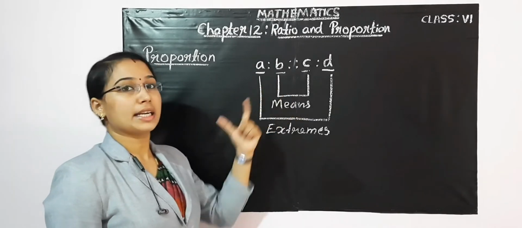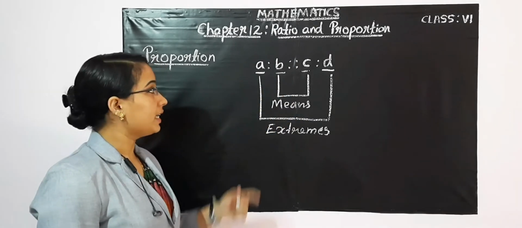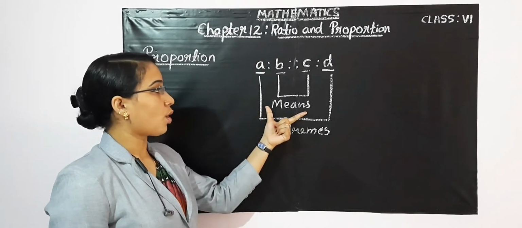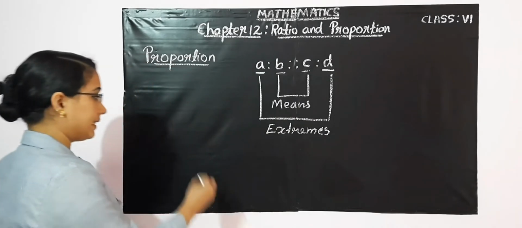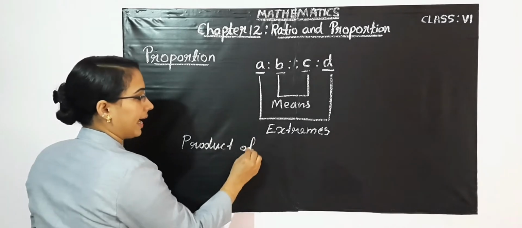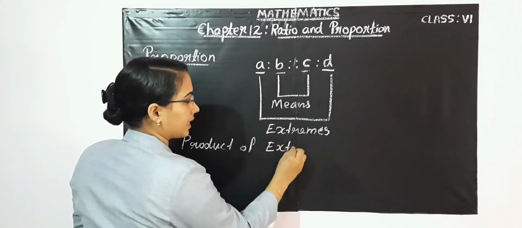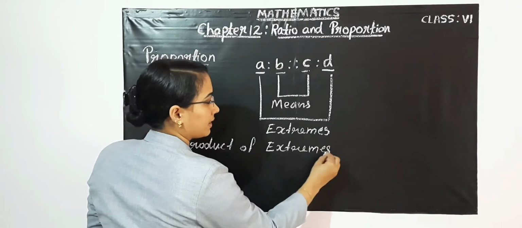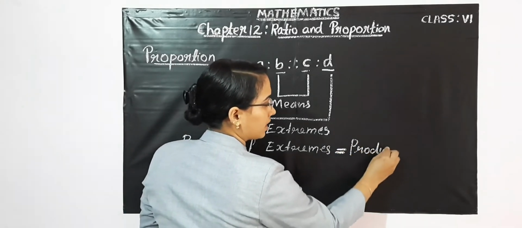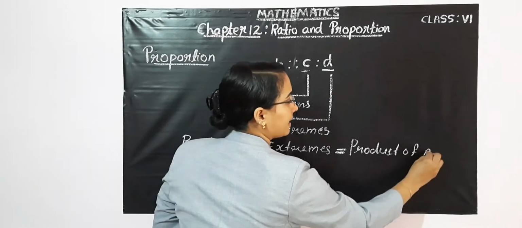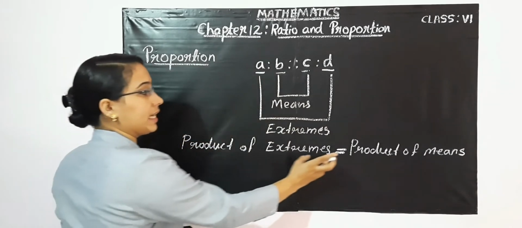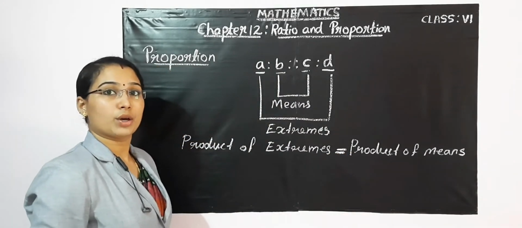If two ratios are in proportion, we can say that product of extremes is always equal to product of means. What is that? Product of extremes equal to product of means, product of means or middle terms. Okay, product of extremes is always equal to product of means.